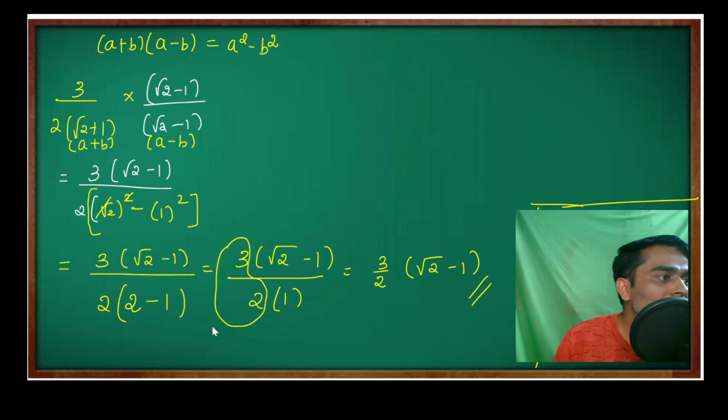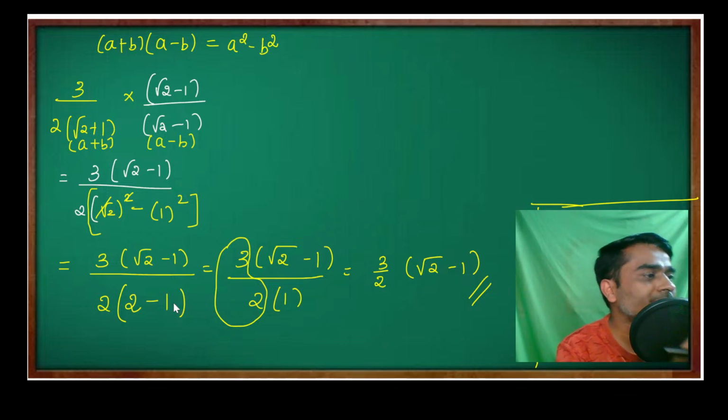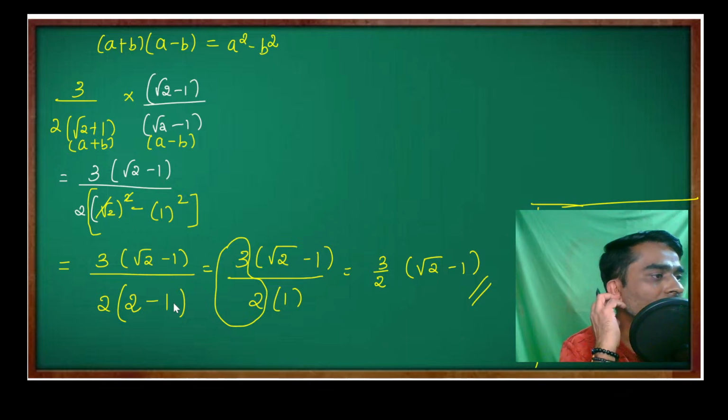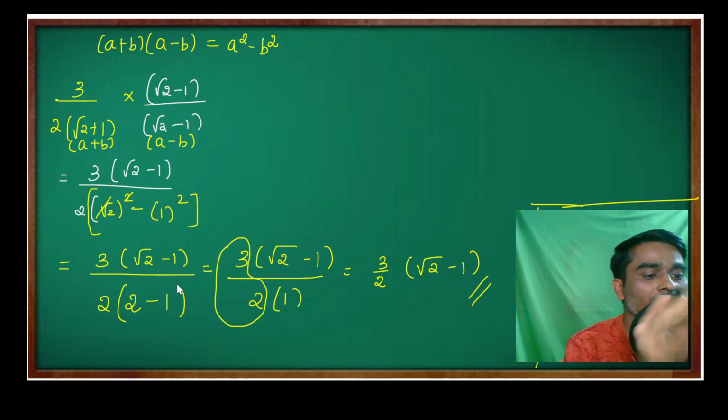What was your answer, Nisarga? 3 by 2 root 2 plus 1. No, it is root 2 minus 1, right? Because the numerator is root 2 minus 1, Nisarga. Yes. Correct, Janvi, correct. 3 by 2 root 2 minus 1. Correct, correct.